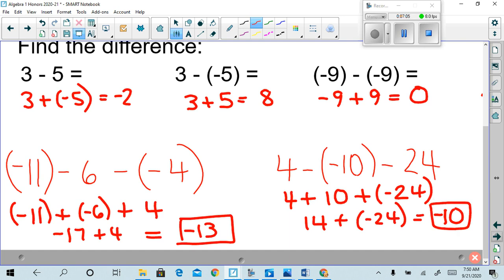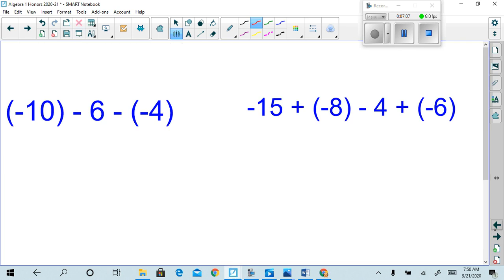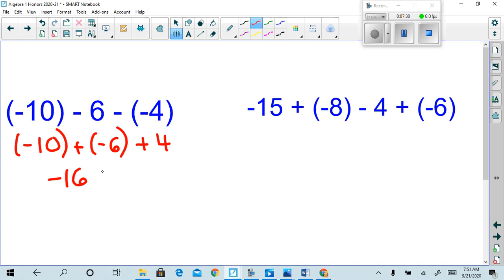On to a few more problems. Try these two. Now, in the first one, you notice that the signs are all subtraction. Be careful in the second because there's a combination of operations. Negative 10 plus a negative 6, I added the opposite, plus add the opposite again. Negative 16 plus 4. This one seems familiar. I'm not sure if I repeated it or just came out to the same answer.